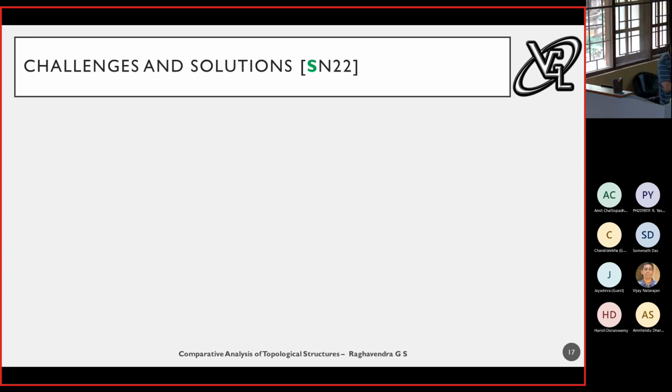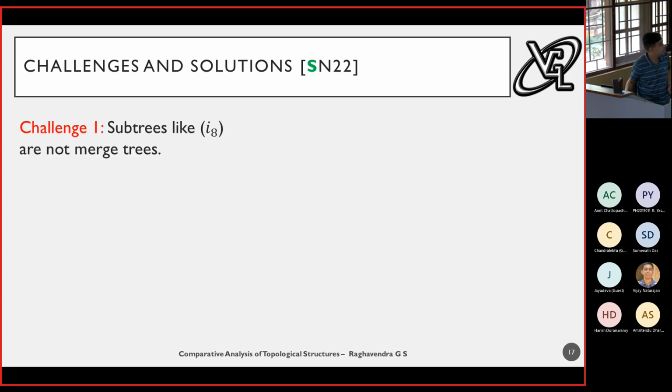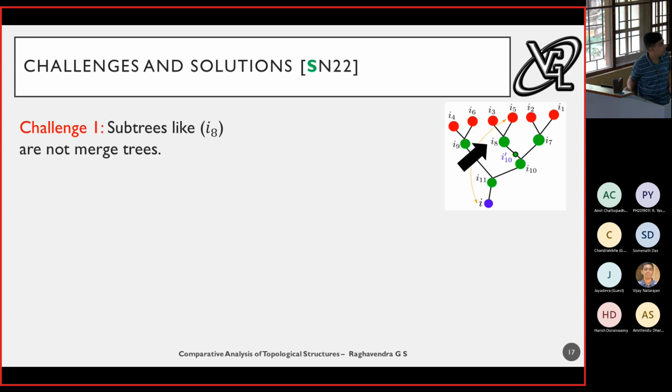If we want to adapt our global measure to produce a local measure, there are some challenges, and how we solve them is presented in this slide. The first challenge is that some subtrees are not merge trees. The merge tree edit distance assumes that all the trees which are compared are merge trees. But in this case, it's not so, because if we consider the subtree at I8, it has this root node and two leaf nodes.